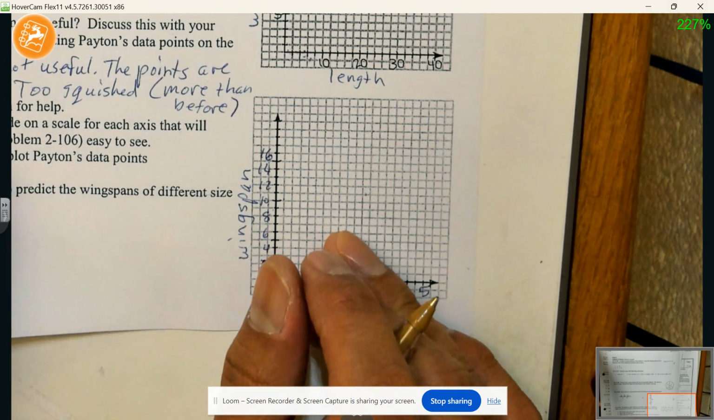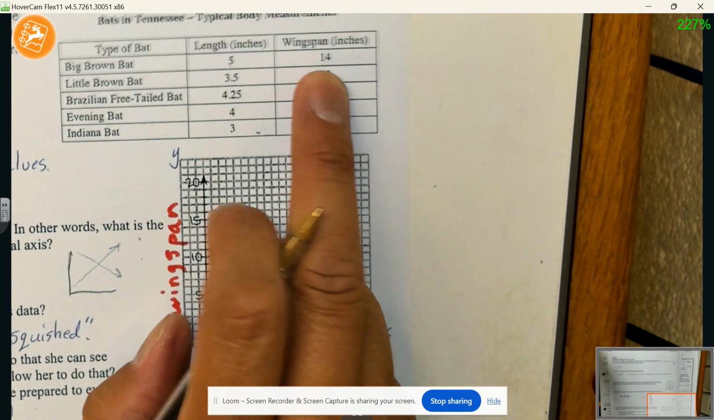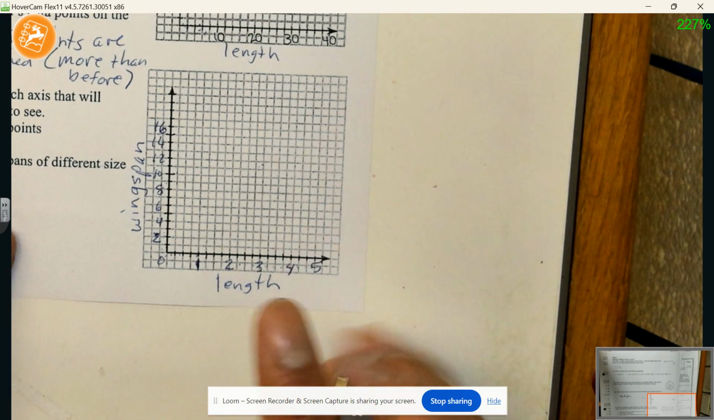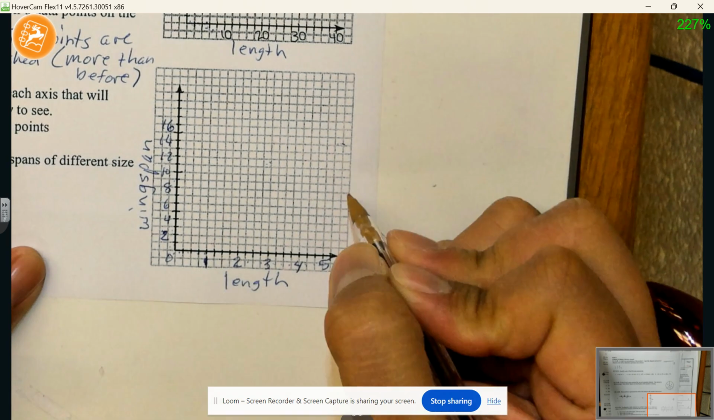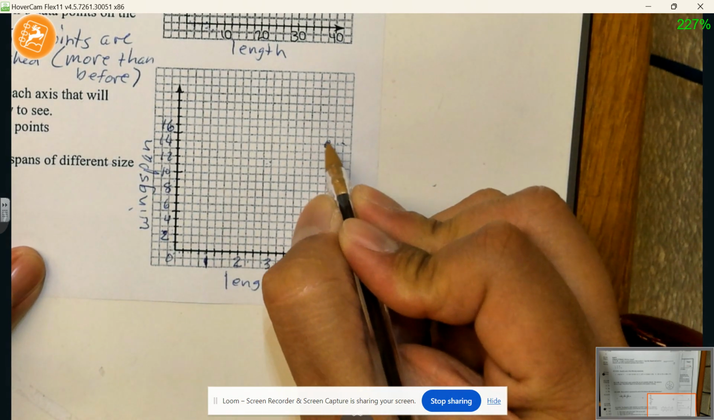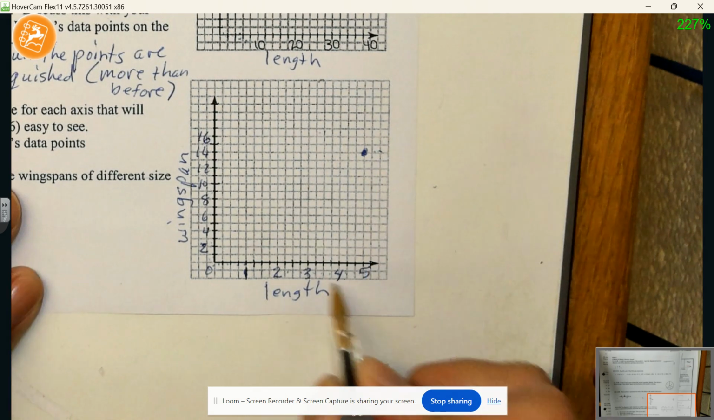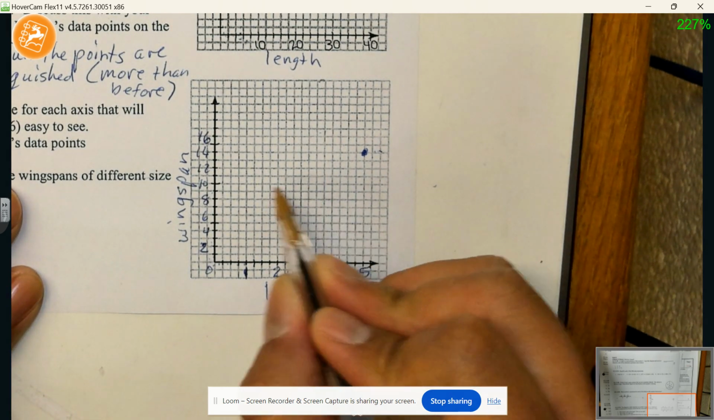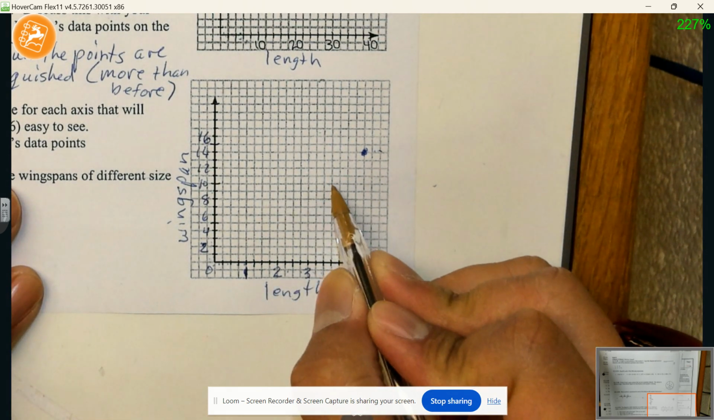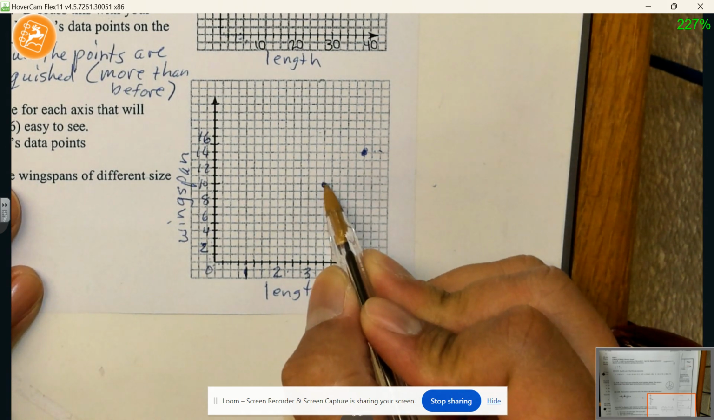Okay, so the big brown bat, the length is 5, the wingspan is 14. So let's plot that on our brand new graph. 5 is right here. There's 5, 14. The little brown bat, 3.5, 10. So here's 3.5, and we're going to go up to 10. Where does 3.5 and 10 meet? It meets right here. 3.5, 10.